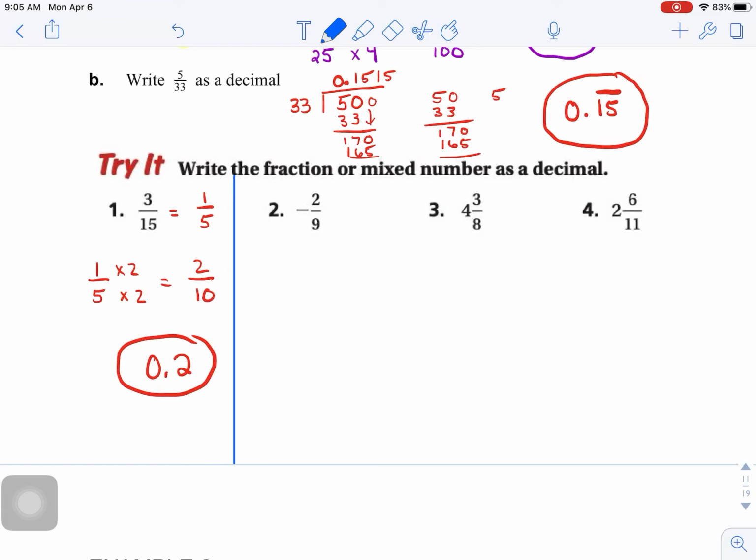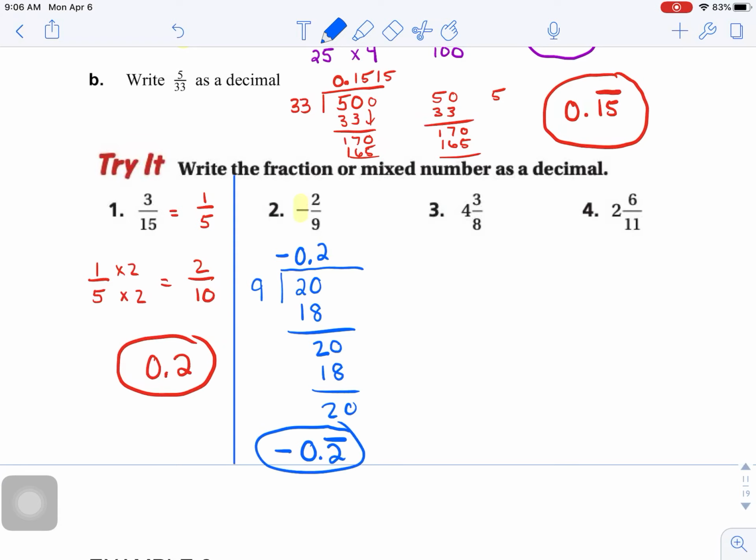If I was looking at that next one, negative 2/9, again, it does not go in easily. So I am going to do long division. So 2 goes on the inside, 9 goes on the outside. 9 does not go into 2. Remember, my answer is negative, so I'm going to include that right away. So negative 0. I'm going to add my 0. 9 goes into 20 twice. That would give me 18. Subtract, I get 2. And then you'll notice that this pattern is going to repeat. So we can continue on with that pattern. So my answer would be negative 0.2 repeating.